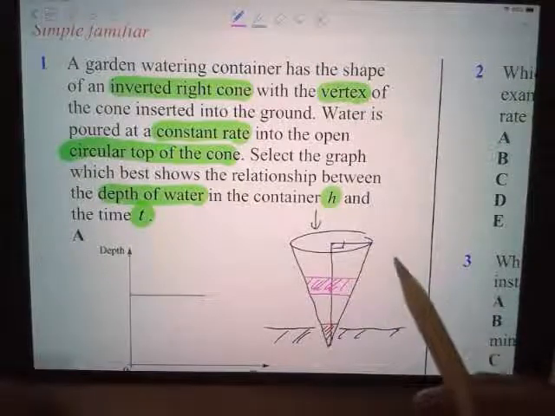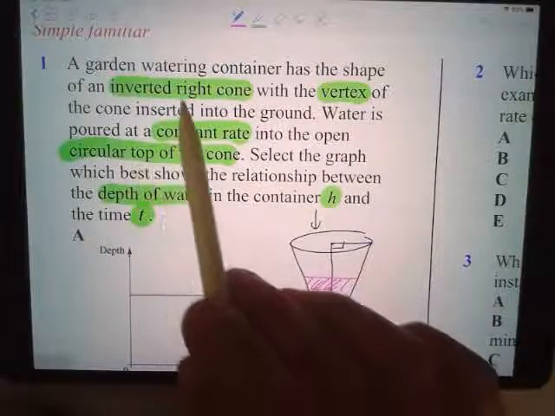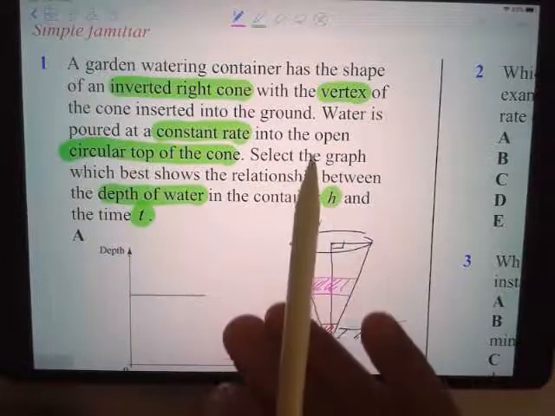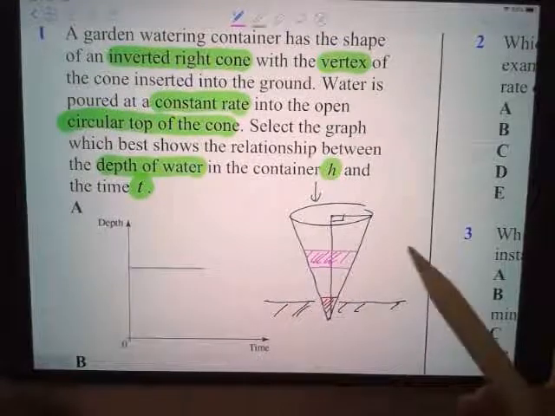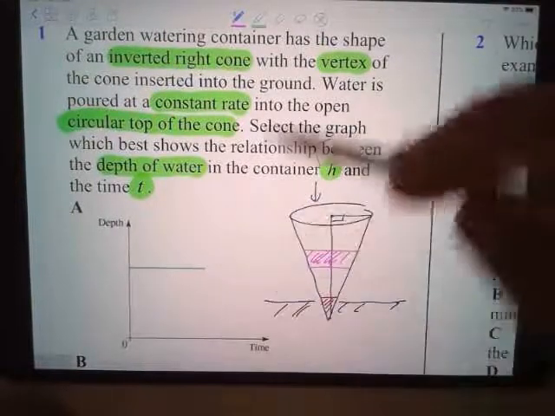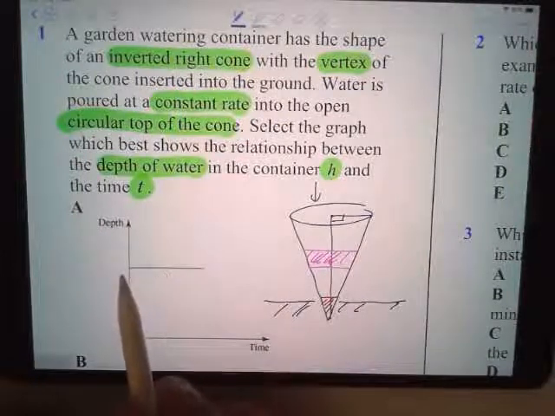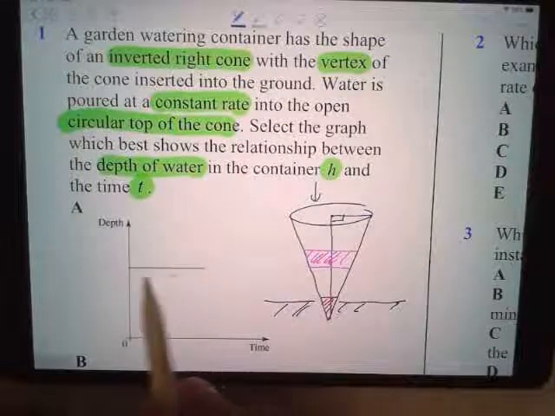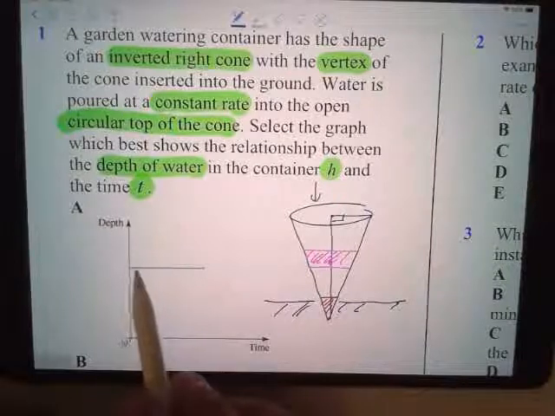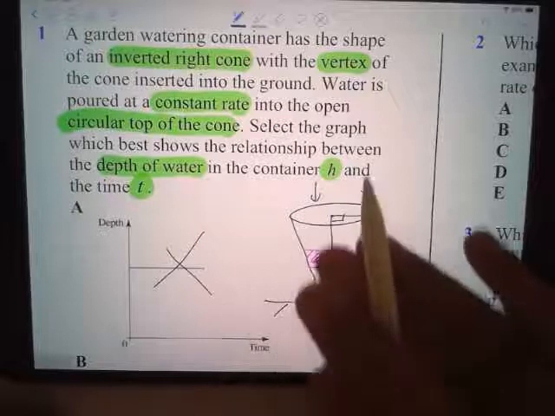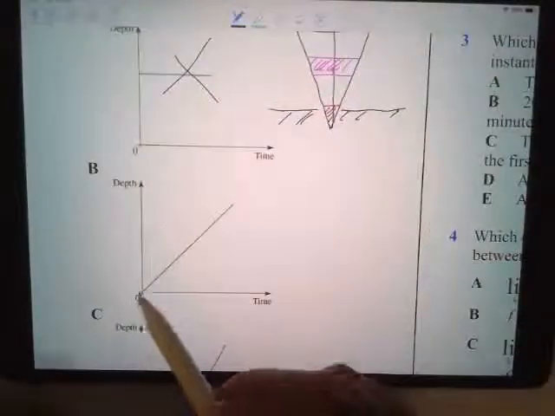Now if we look at the constant rate, and we look at how depth changes in terms of time, we look at the gradient of this line. We can see it's not this, because the gradient here is 0, so this means that the depth doesn't change, and nothing is actually going in, so it cannot be this one. This is a constant rate.